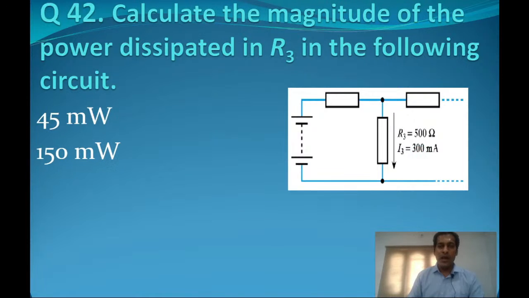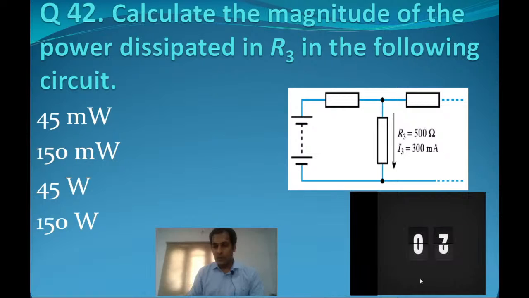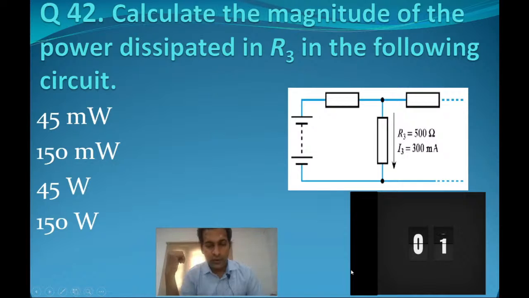Calculate the magnitude of power dissipated in R3 in the following circuit. Now, what is power? Power is the product of voltage and current. Let your timer start now. Let us have around 15 to 20 seconds. The given values are current and resistance. Current is available, resistance is available.